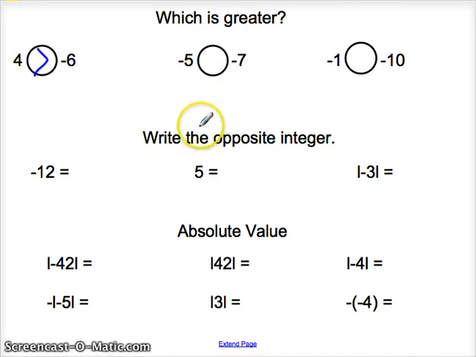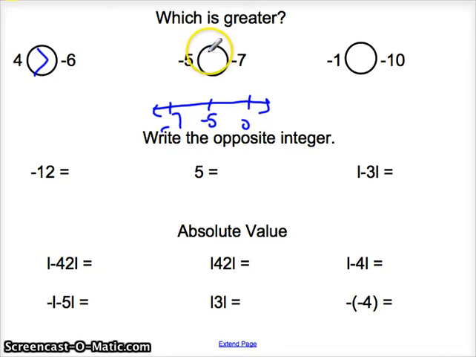Now we have a -5 and a -7. They are both negative numbers, but now we have to think about this. If I draw a number line and I put 0 here, and let's say here is -5 and here is -7, what number is going to be greater? When dealing with negative numbers, the number that is closest to 0 will be the greater number. So therefore, -5 is greater than -7.